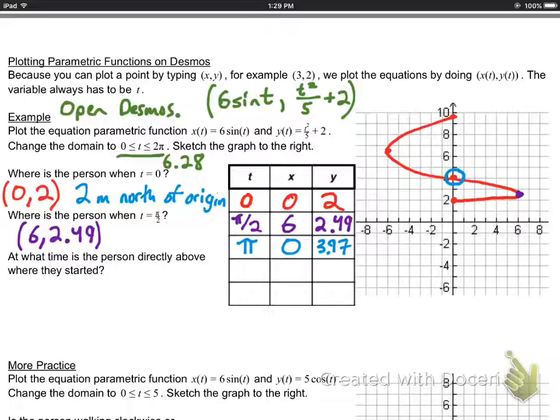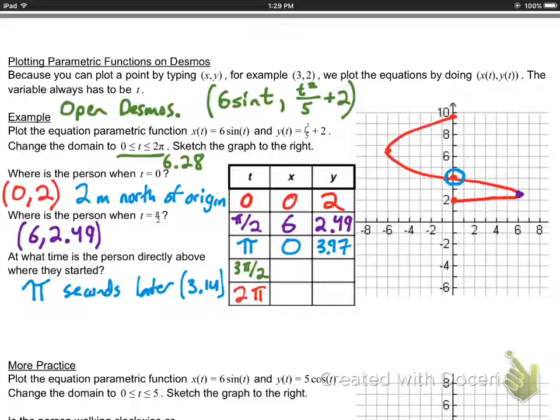So, but I asked, what time is this? So not 0 and not 3.97. The time is actually pi, okay? Pi seconds later, sort of 3.14 seconds later, okay? And be very careful about, I gave you an output and we're looking for an input this time. You can go ahead and fill out those last two, 3 pi over 2 and 2 pi.